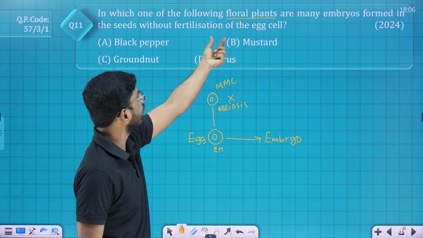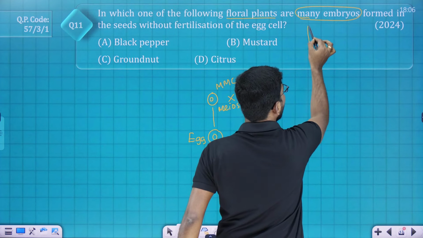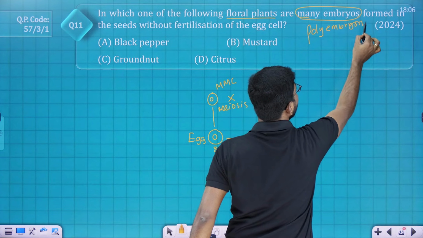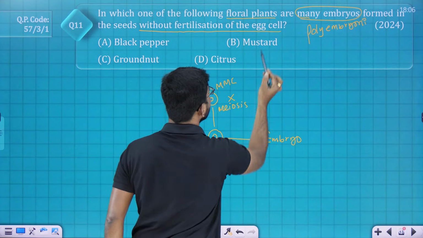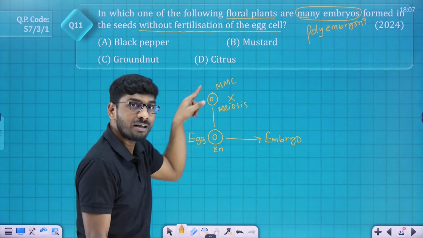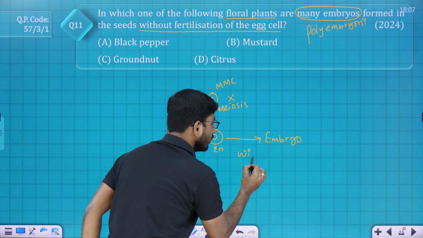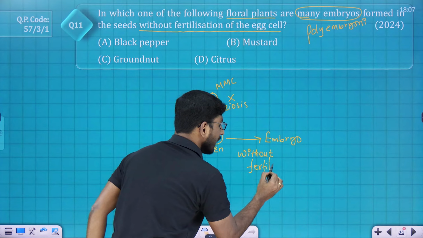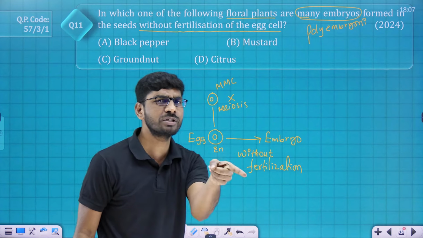Which one of the following floral parts has many embryos? Many embryos means I can write polyembryony. Polyembryony is formed in the seeds without fertilization of the egg. Look here, of the egg cell. Without fertilization, this egg cell develops into an embryo. So here I'm writing: without fertilization. This process is polyembryony, seen in two plants, citrus and mango.